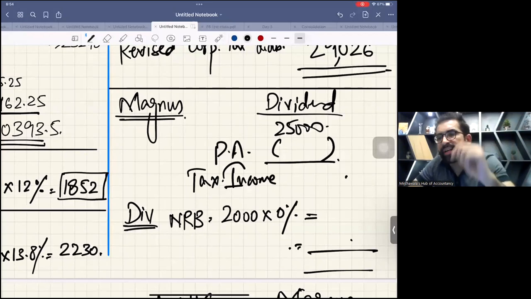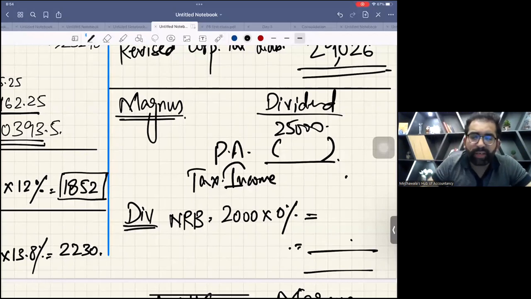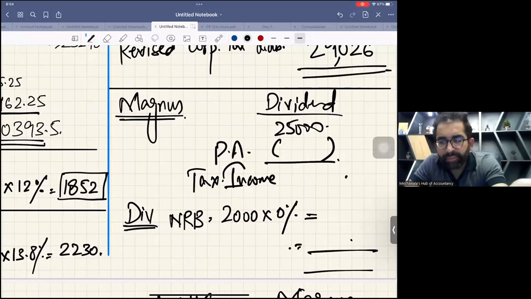But yes, as Magnus received this dividend income, for Magnus this is a taxable income, okay? And this is the only income Magnus has. So 25,000 is the dividend income. There is nothing else given. So this will be total income, and this is the ANI of Magnus as well.